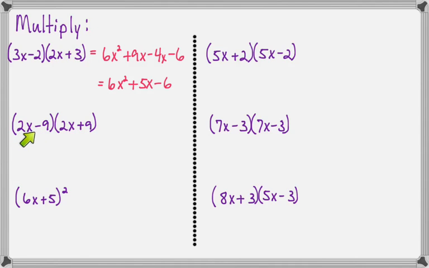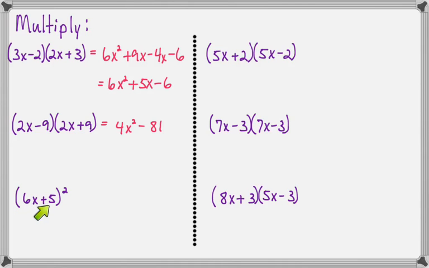For the second one, we have 2x minus 9 times 2x plus 9. Now this is a sum and difference of two terms. I have 2x and 9 in both parentheses, and the only difference is a minus and a plus. So we can do first times first, which will be 4x squared. We can skip the outer plus inner step because that's the shortcut we can take on problems that look like this. The middle term will add up to 0, and then last times last will be minus 81.